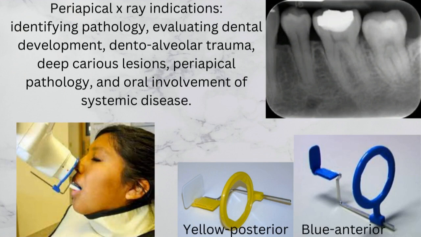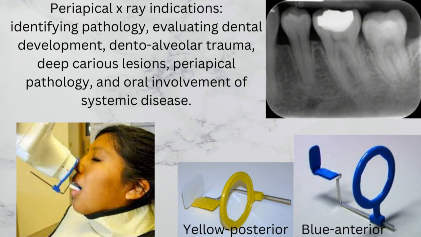Moving on to the periapical X-ray. Why it's called like that? Because we can view the periapical part of the tooth, which is the apex of the tooth, with the periapical X-ray. Okay, and most commonly we are using the periapical to detect if there is any endo lesions or periapical pathology or oral involvement of the systemic disease. Evaluating dental development as well, dental alveolar trauma, all these we can view it.